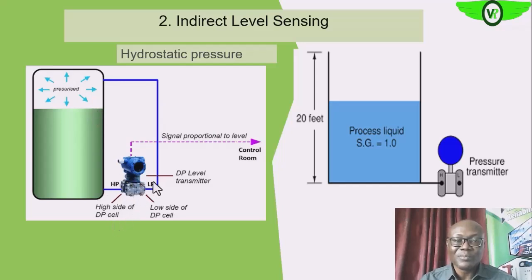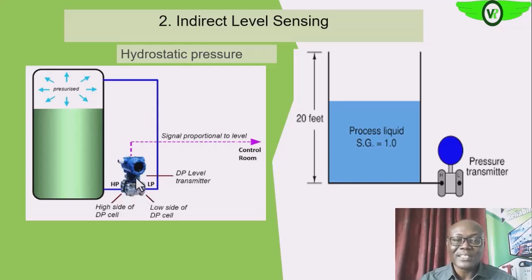So this is a DP, differential pressure transmitter. One end is subjected to high pressure at the base, and the other end is subjected to low pressure at the upper part of the tank.